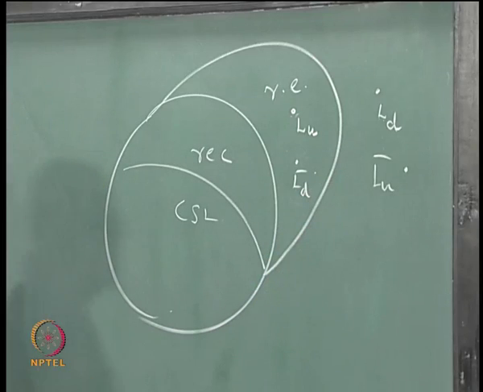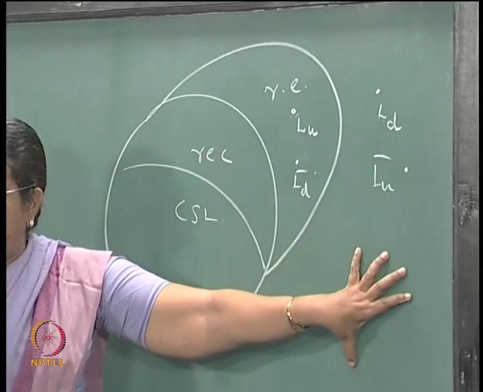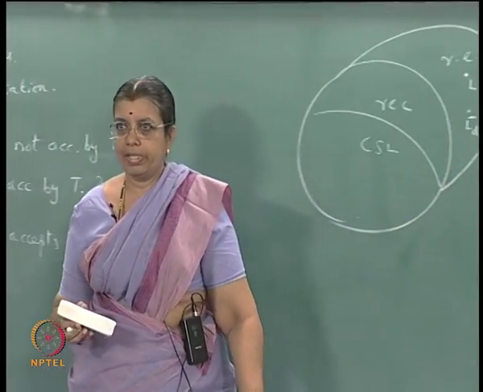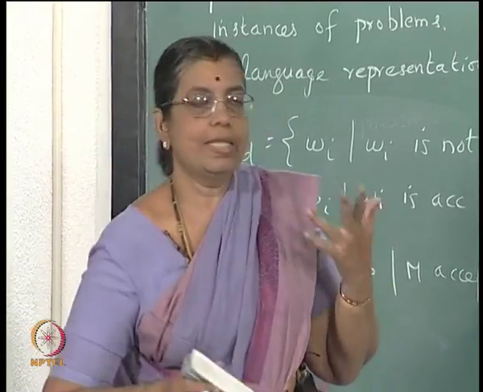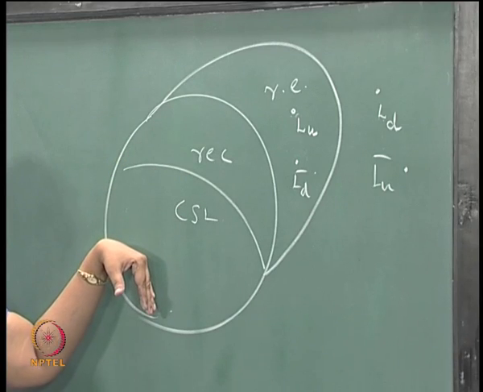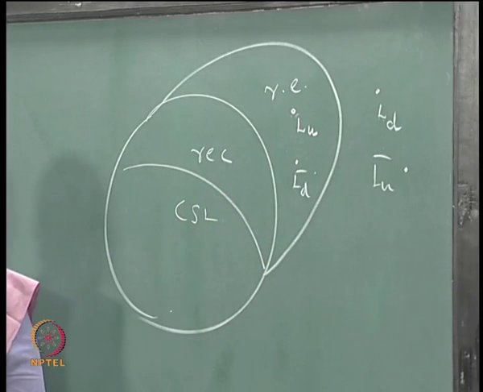The possibilities for a language L and L bar are: both of them can be within this, or both of them can be outside, or one here, one here. These are the three possibilities, and this we have already seen. So, a problem is decidable only if the corresponding language falls within this. Even if it falls here or here, it is undecidable.